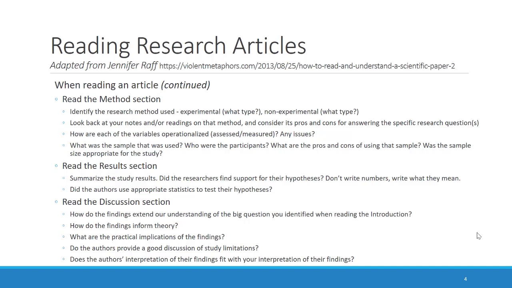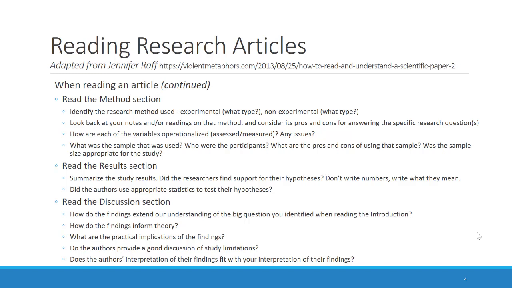Next, what was the sample that was used? Who are the participants? What are the pros and cons of using that particular sample? Was the sample size appropriate for the study? If you're studying college students, then you expect that the authors of the study are going to include college students in their sample and not other individuals.